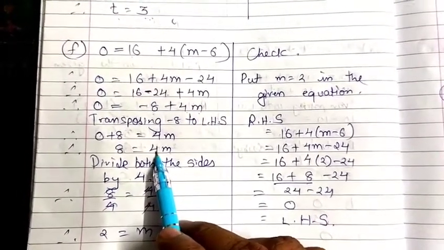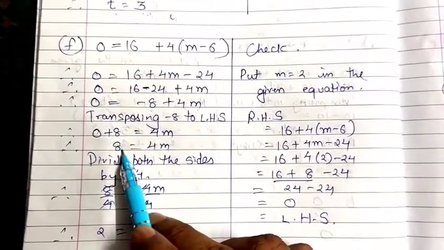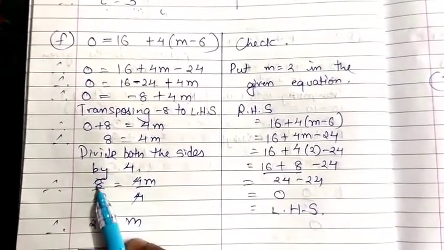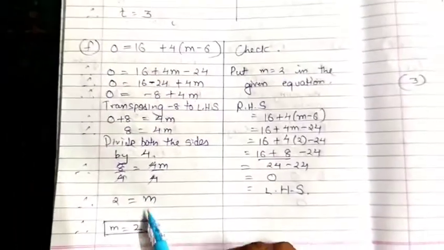So we have to divide this 4 times m by 4. So we have to divide this 8 also by 4. So divide both the sides by 4. By doing such, 4 and 4 will get cancelled and 8 divided by 4 gives 2. That means the value of m equals 2.